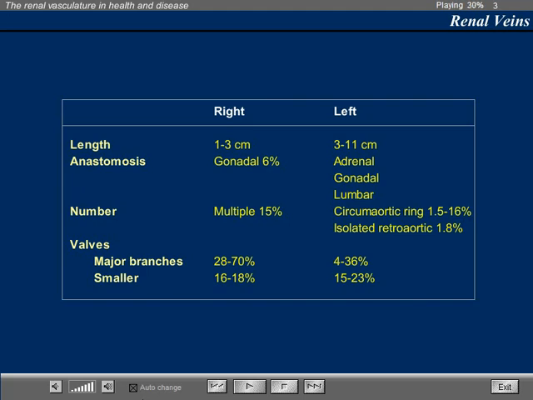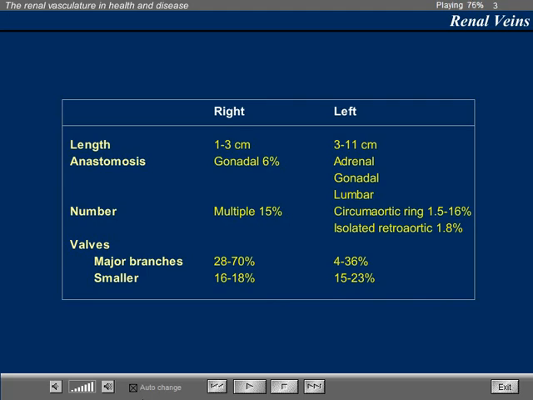There is a particular anatomic variation called the circumaortic venous ring seen on the left side, where there is a vein coming from the left side behind the aorta and another vein ventral to the aorta. This circumaortic venous ring, which is seen in 1.5 to 16% of patients, is significant, particularly when aneurysmectomies are to be carried out. Inadvertent severing of the dorsal left renal vein may lead to massive hemorrhage. Isolated retroaortic renal vein has been described in 1.8% of individuals.